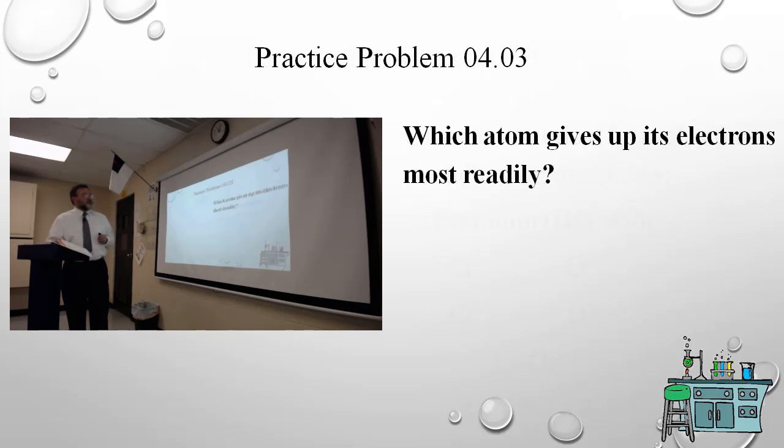Here we go. Practice problem number 3. Which atom gives up its electrons most readily? Now, before we answer the question, because they give us some options, let's reword that in a way that we actually studied. What are they asking for here? Which atom gives up its electrons most readily? What does that mean? Which atom has the least control over its electrons?